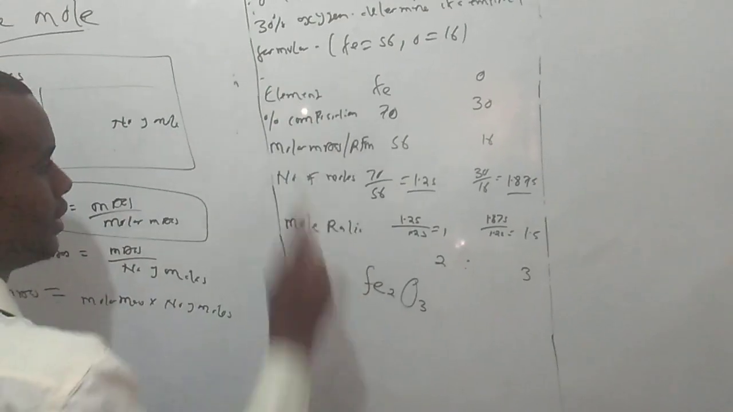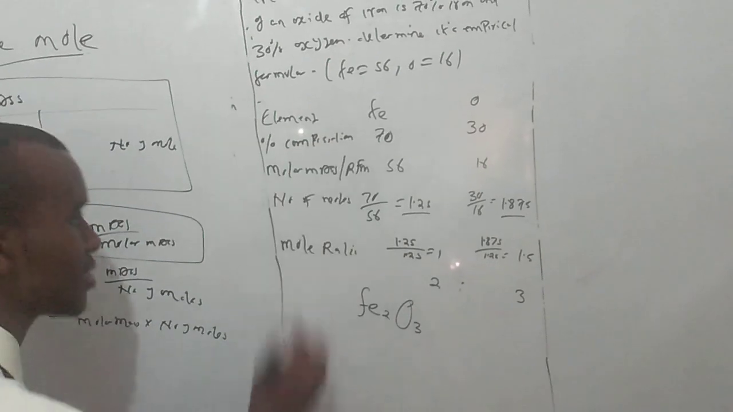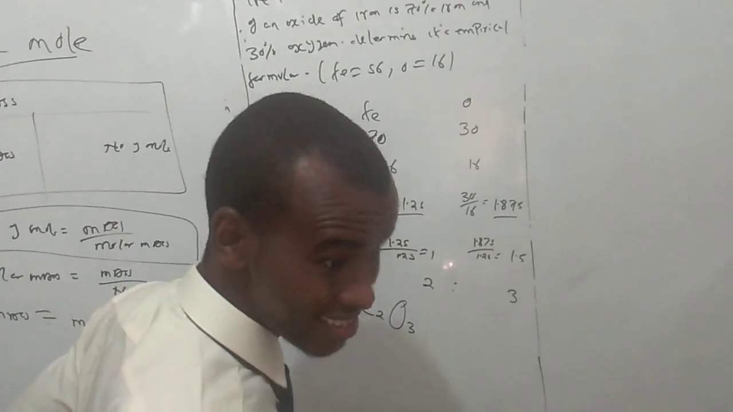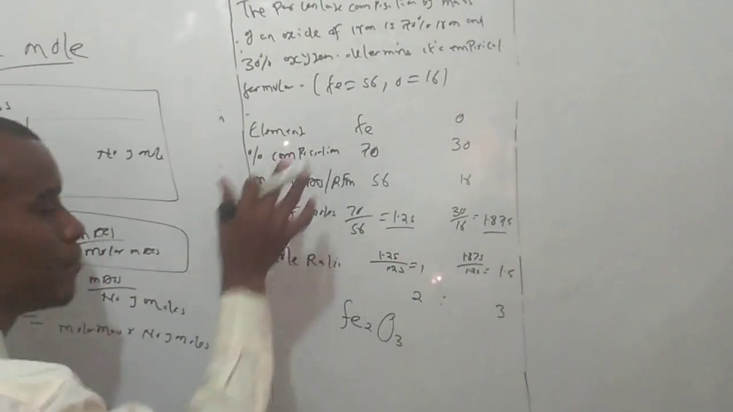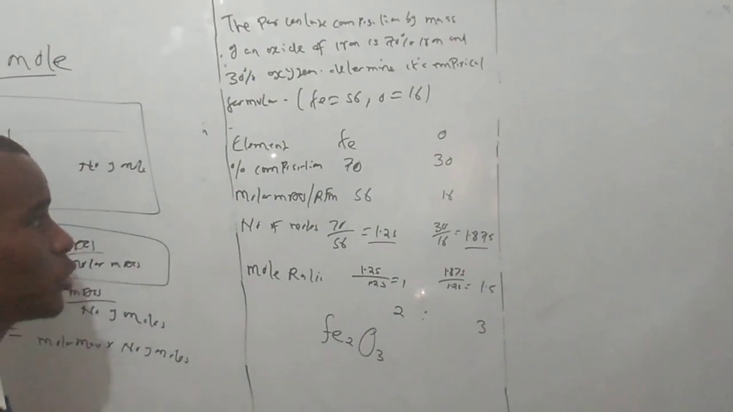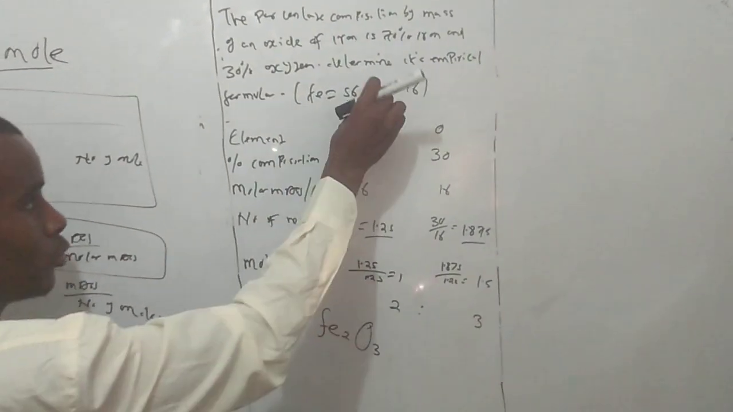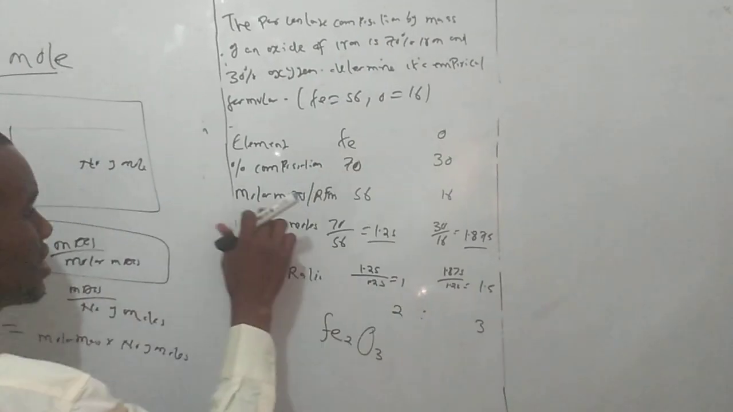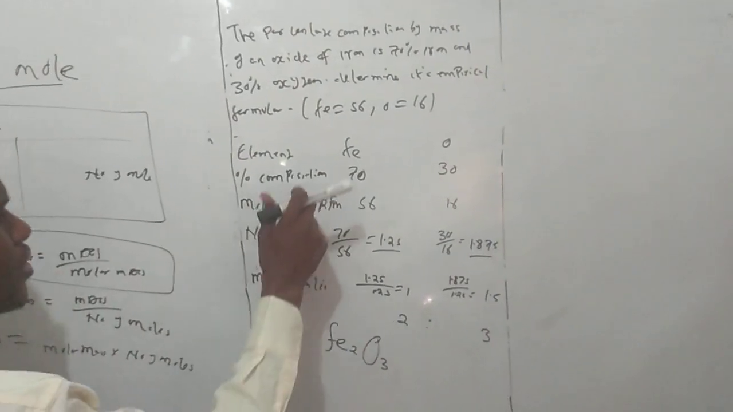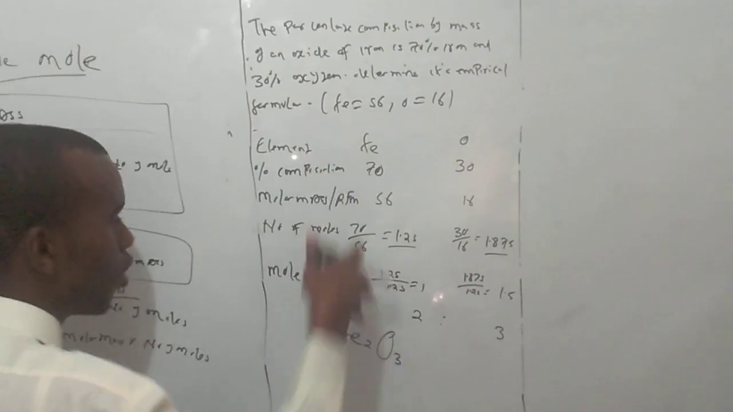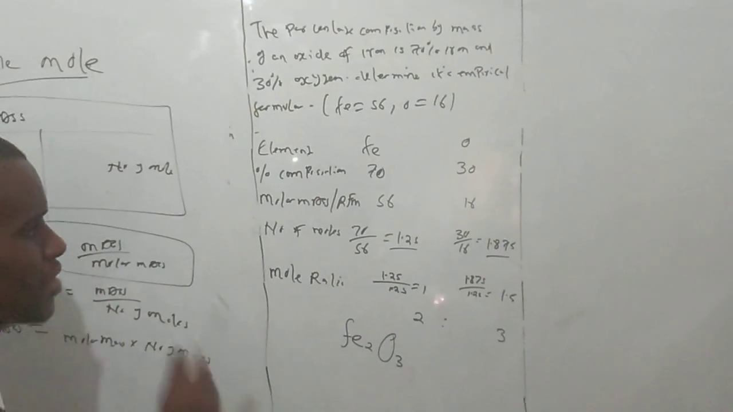We take the element, then we write the percentage composition, which in our case represents the mass. Some questions may give you the mass in grams, so you write the mass. Here you don't write percentage, you just write mass. But here we have been given the percentage composition, so we use that to represent our mass. Then we go for molar mass, which is normally given in the question. Then the number of moles, we take the mass over the molar mass. Then the mole ratio, then you write the formula. That's as simple as that.